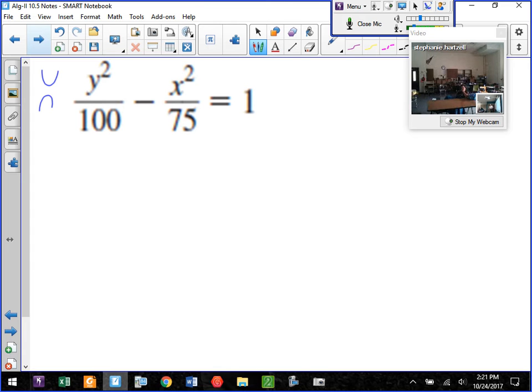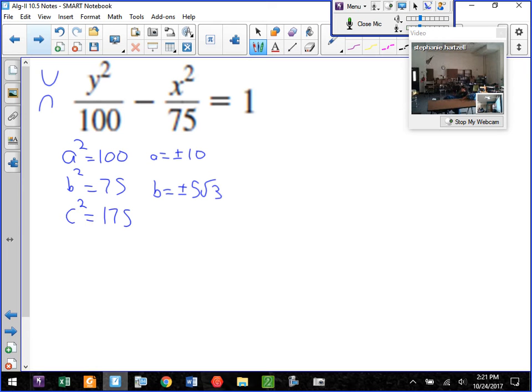We know that our center is going to be located at 0, 0. So our a squared value is 100. B squared, 75. C squared, well, what's a squared plus b squared? So your a is plus or minus 10. B is plus or minus 5 root 3. And C is plus or minus 5 root 7, I believe.